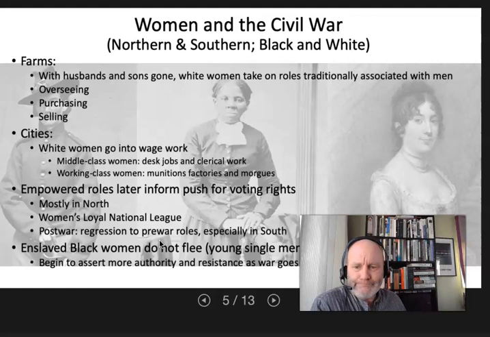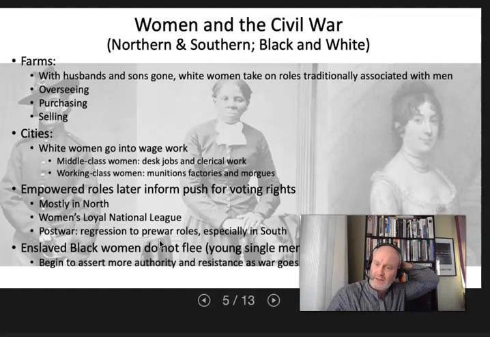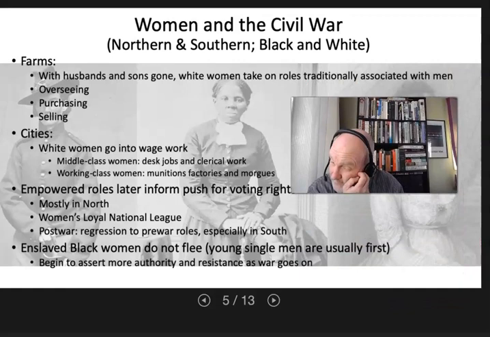This is all white women, right? So for enslaved women, it's a very different thing. Enslaved women are very much rooted to the areas, the labor camps that they're enslaved on. They can't leave because they're responsible for taking care of children or elderly family members. It's usually women who are in charge of taking care of elderly family members and kids.